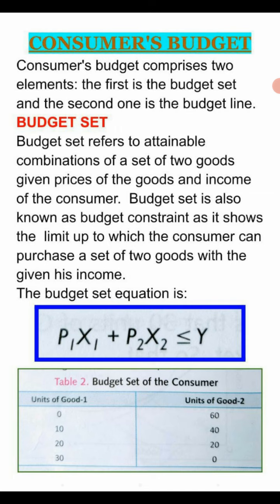And if we talk about the equation of the budget set, then the equation is P1x1 plus P2x2 is less than or equal to Y. Y is the income. P1, that is the price of the first commodity. X1, that is the quantity of the first commodity. P2, the price of the second commodity. X2, that is the quantity of the other commodity. Now you can see the schedule as well. The budget set of a consumer is given. Good 1 and good 2 combinations are given that the consumer can purchase with the given income.